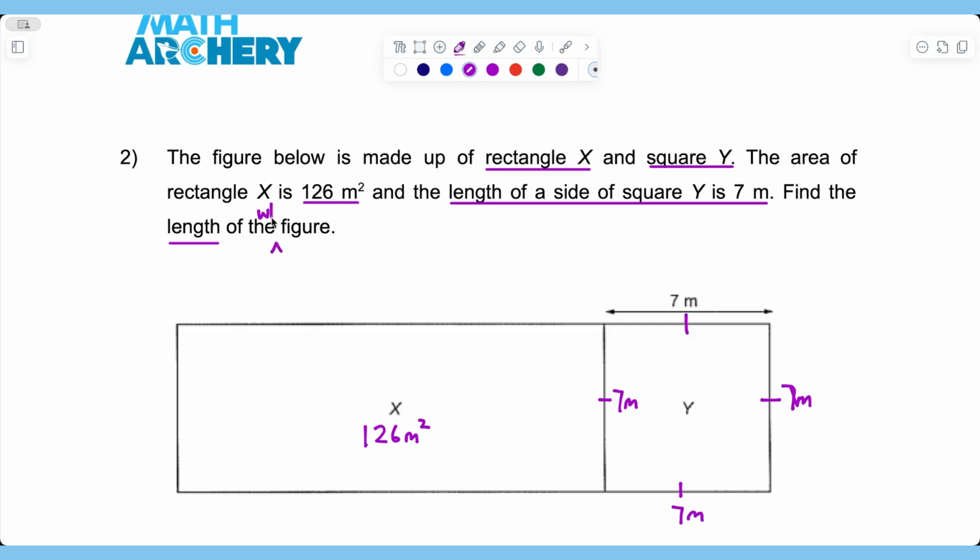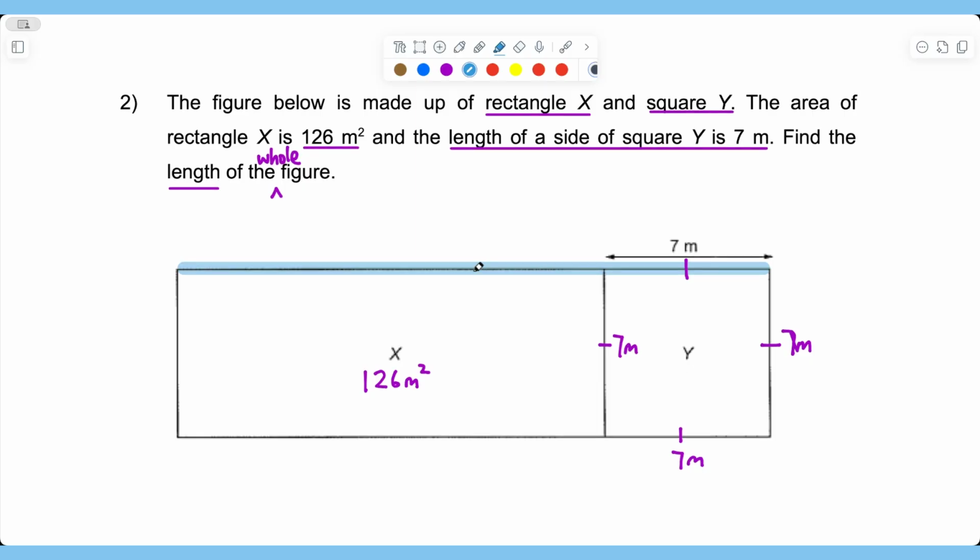We'll just put the length of the whole figure so that we are very clear what we want to find. The length of the whole figure is this entire length here. Okay? So the whole figure, and this is the length of the whole figure. How do we go about doing that?